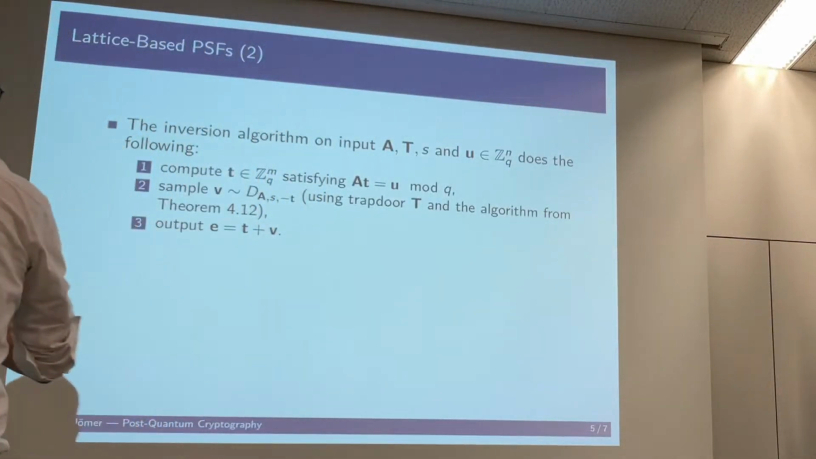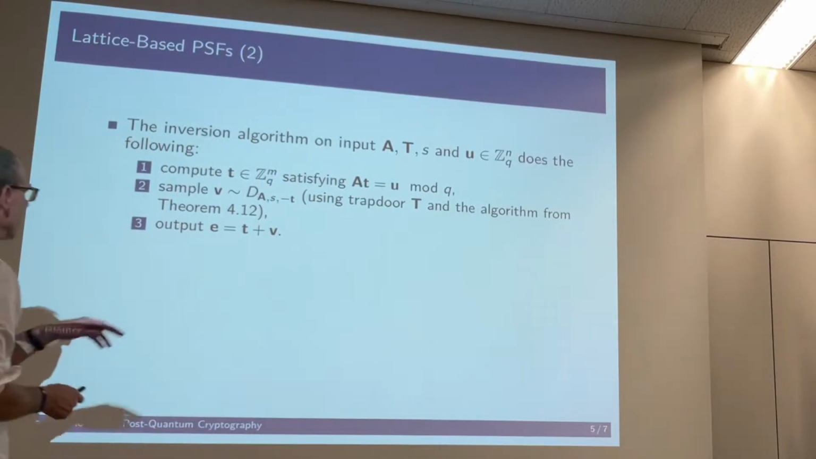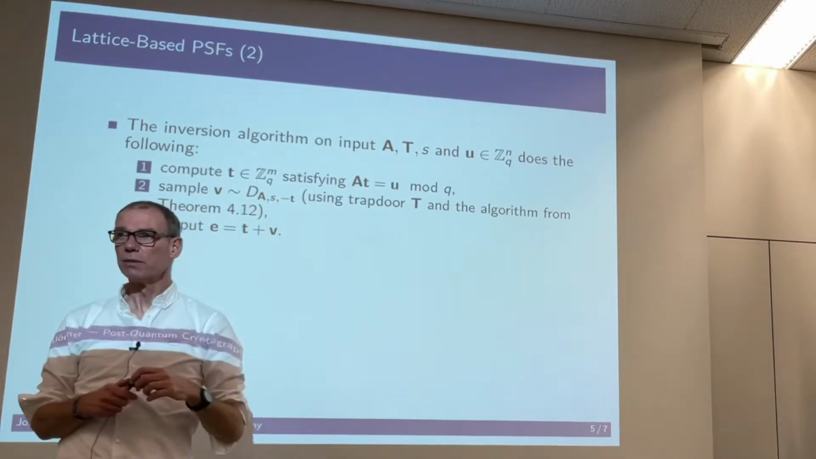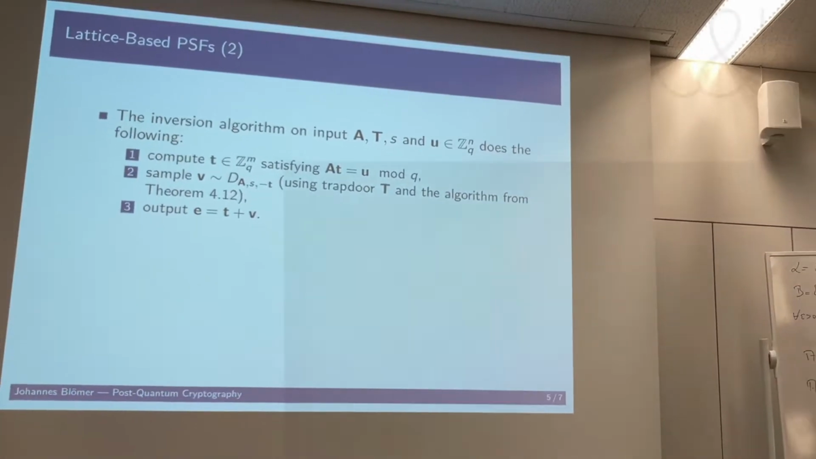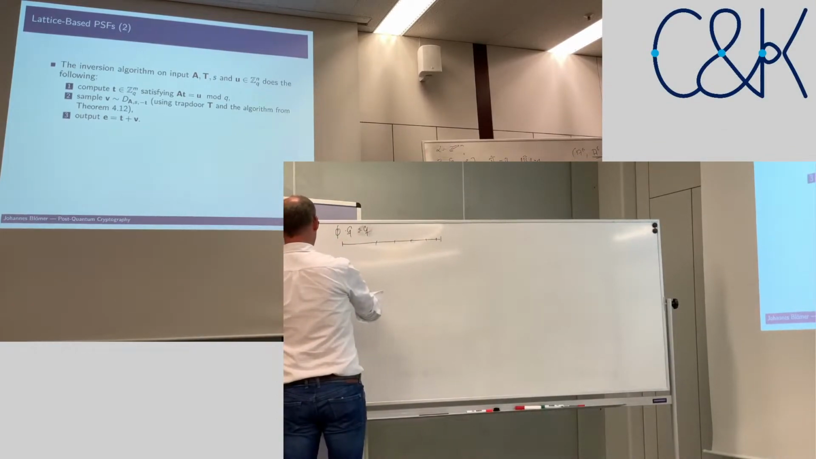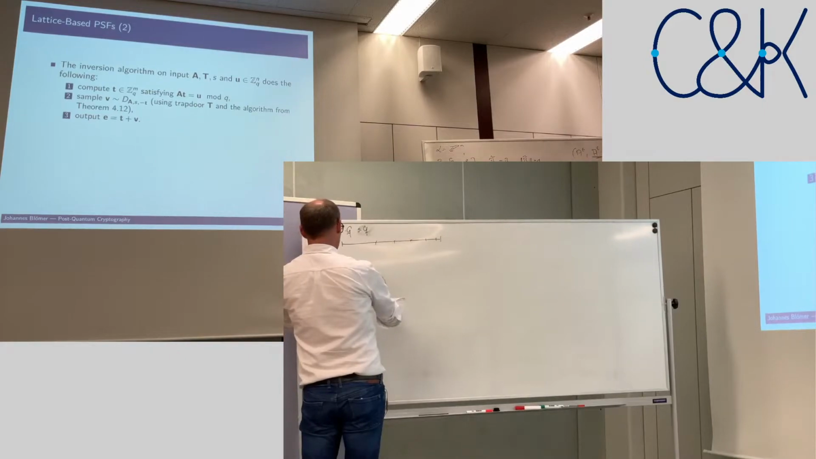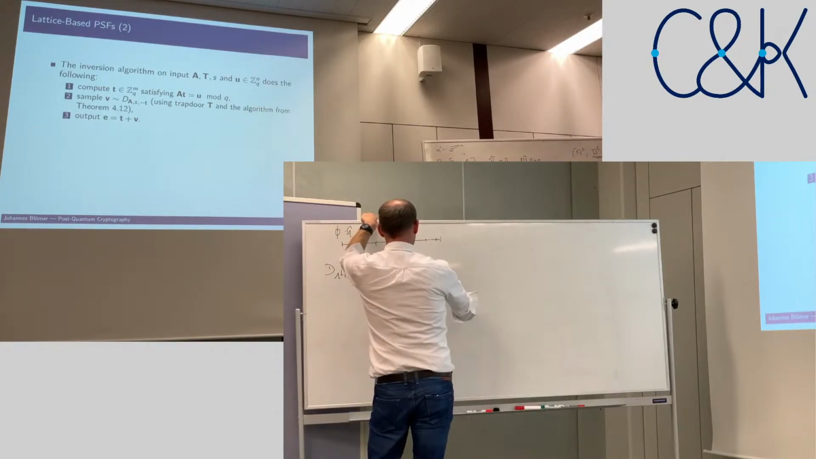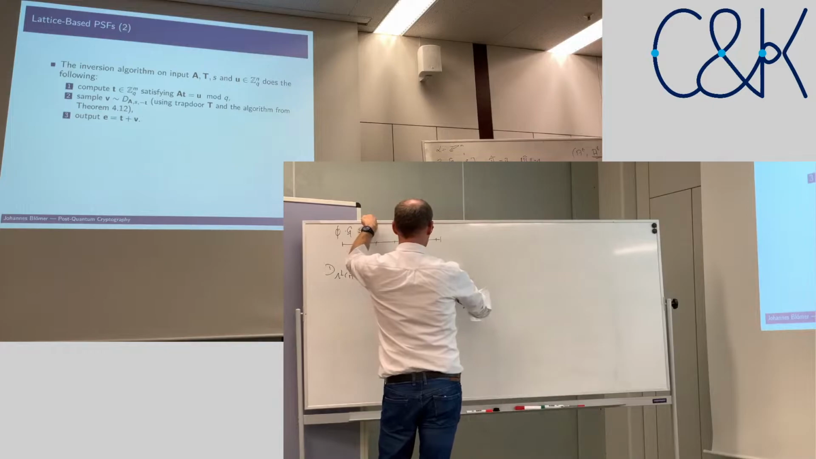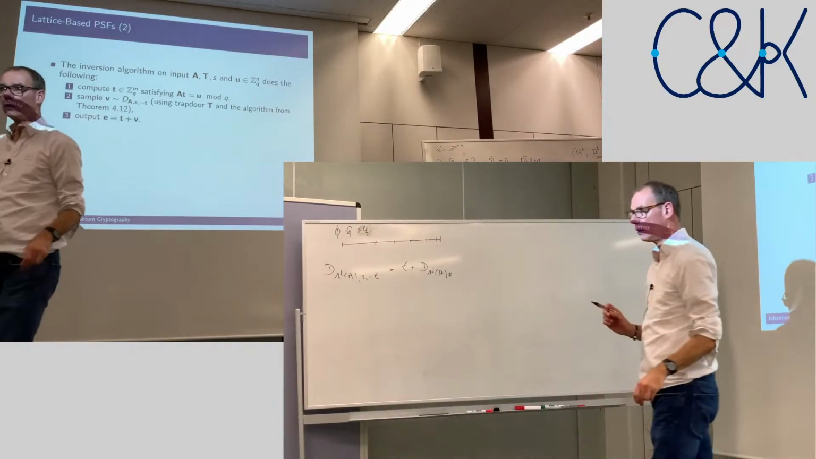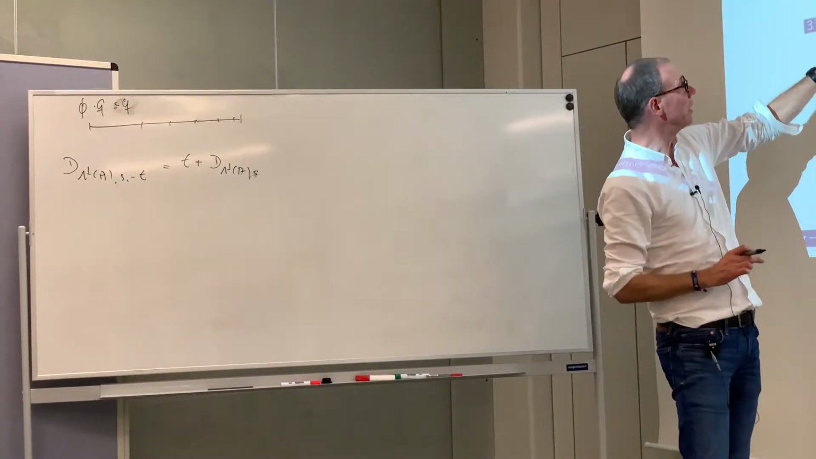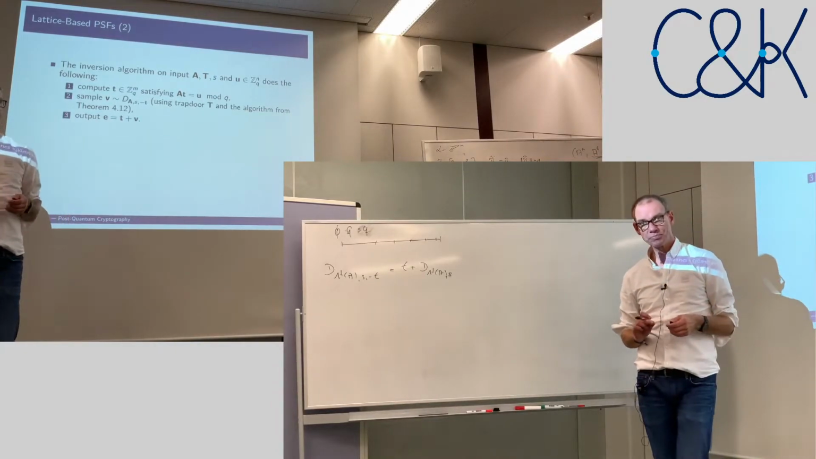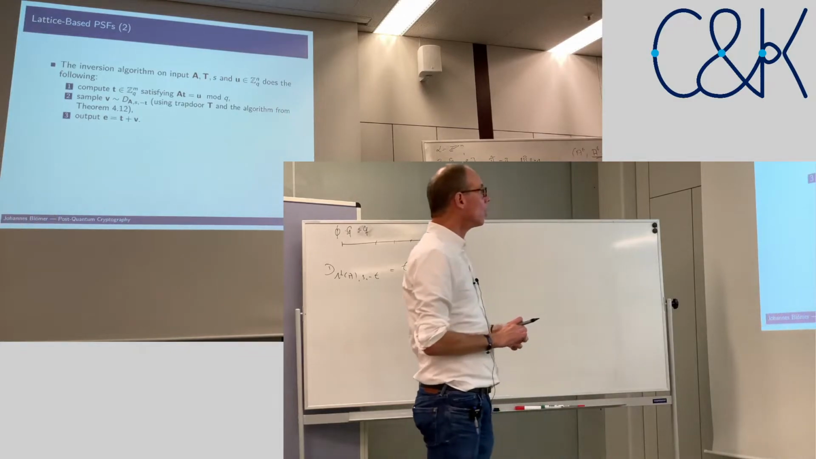Recall that this distribution here, D, I should have put here lambda perp of A. This should be lambda perp of A, sorry. And we know that D lambda perp of A comma s comma minus t is the same as t plus D lambda perp of A comma s. Now what this does is, and we output e to be t plus v.